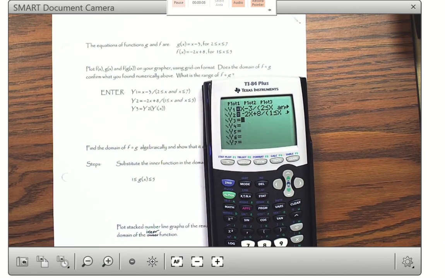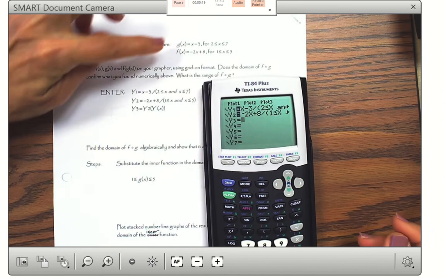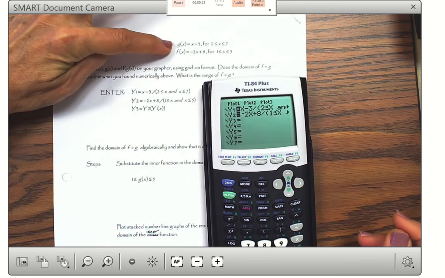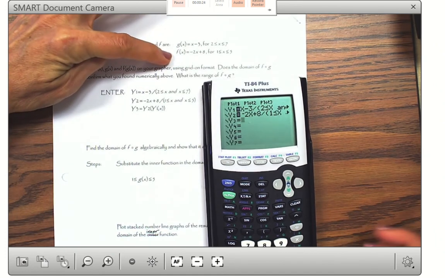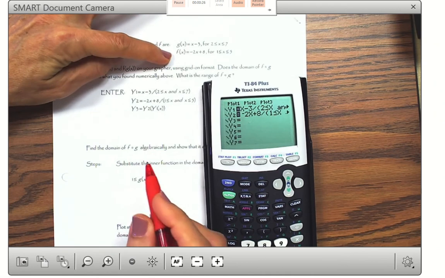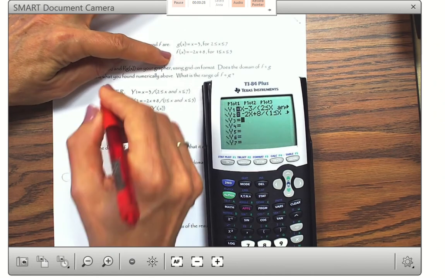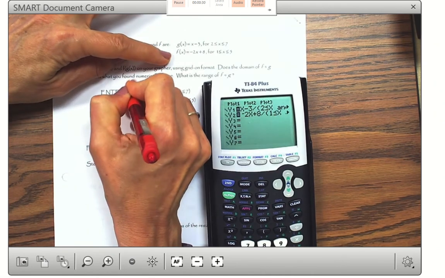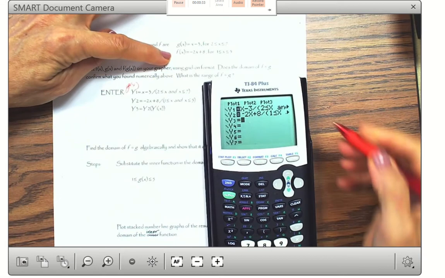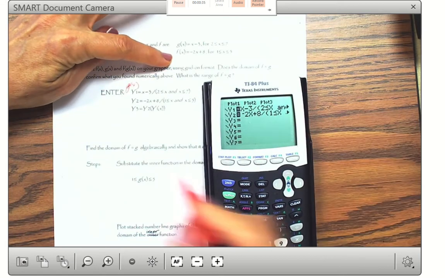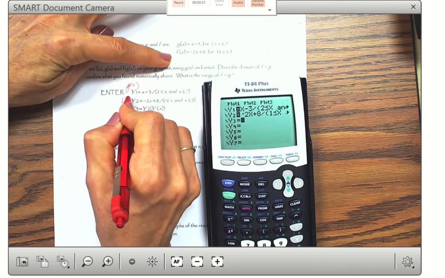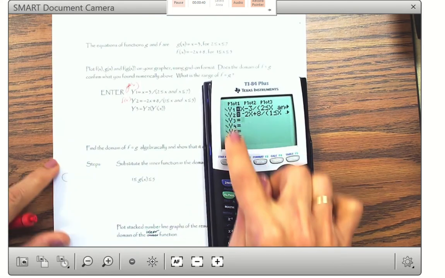This is the calculator example from our 1-4 notes on composition of functions. So we're on the back page of those notes, and we are given two equations, an equation for G and an equation for F. I have G of X stored in Y1, and I have F of X stored in Y2. I've already done that on my calculator here.